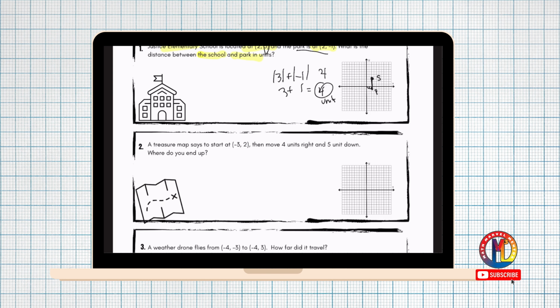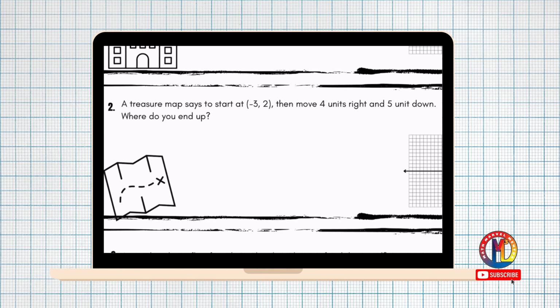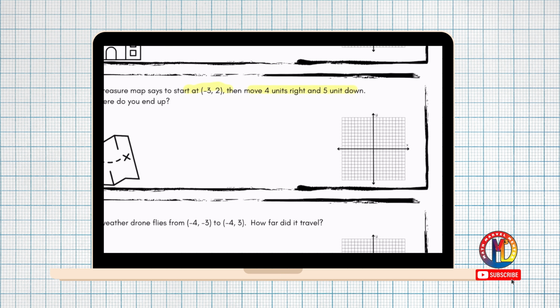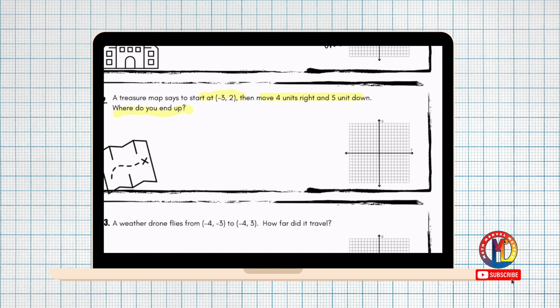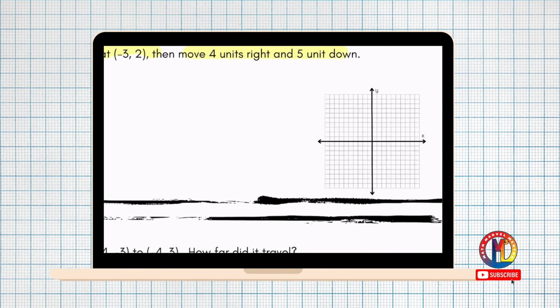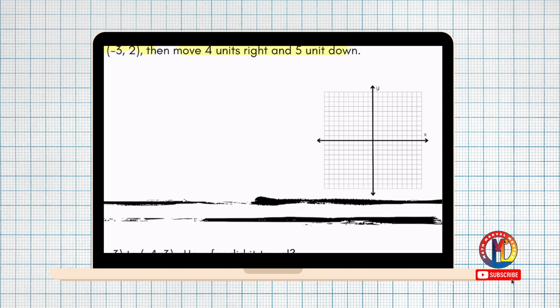Let's do one final problem here. Number 2, a treasure map says that it starts at -3, 2, and then moves 4 units to the right and 5 units down. So where do you end up? Okay, so this problem is a little different, which is why I wanted to do it. We'll zoom in here so we can still see the directions. So we start at -3. -3 means I'm going to go to the left 1, 2, 3 spaces and then up 2 spaces. So we're starting right here.